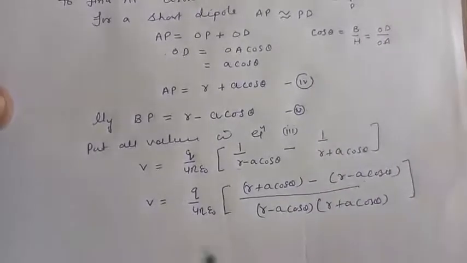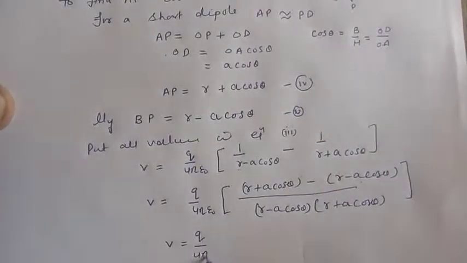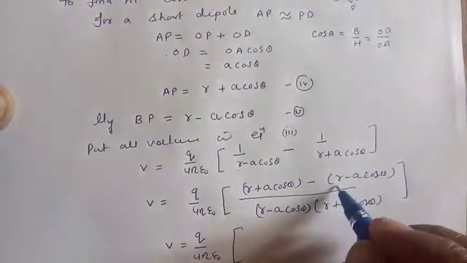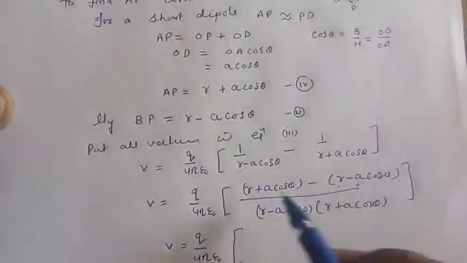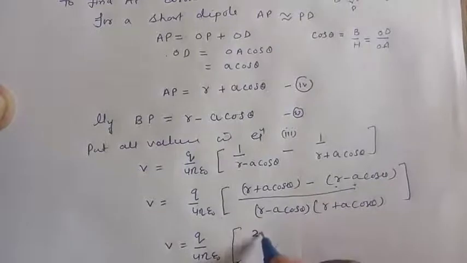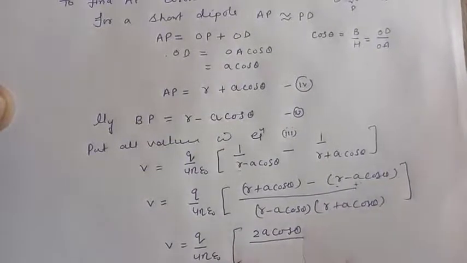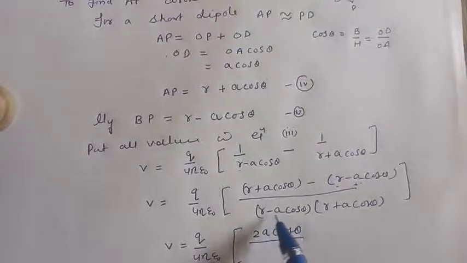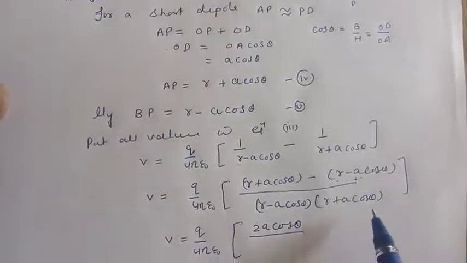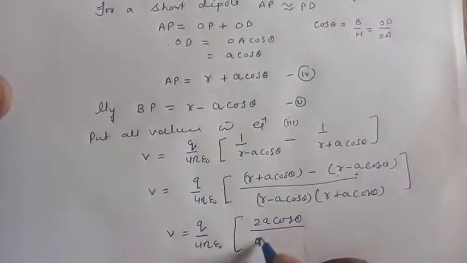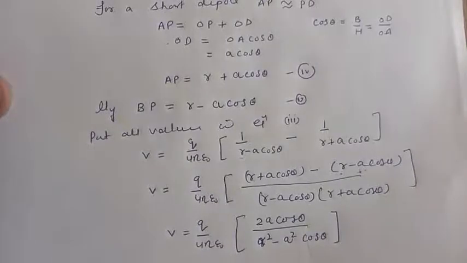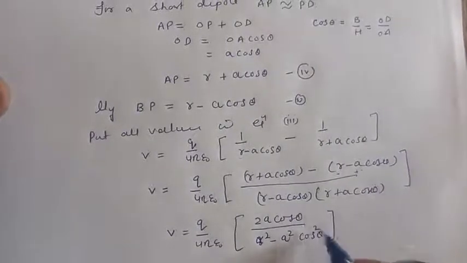Now open the bracket. When we open the bracket, you can see here R plus A cos theta minus, when we take the minus inside, here it becomes minus and here it becomes plus. So R minus R is 0, A cos theta plus A cos theta is equal to 2A cos theta. And here use the formula (A minus B)(A plus B), that is, A square minus B square. So that is R square minus A square cos square theta.